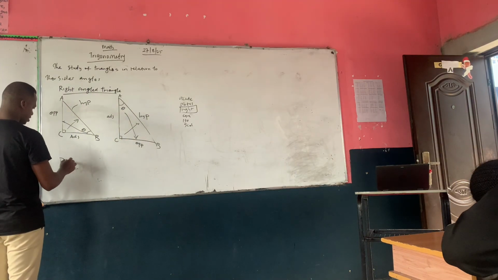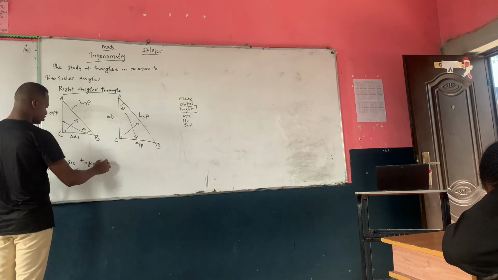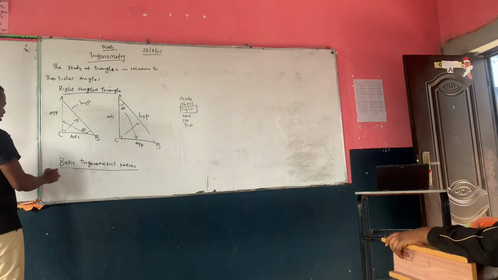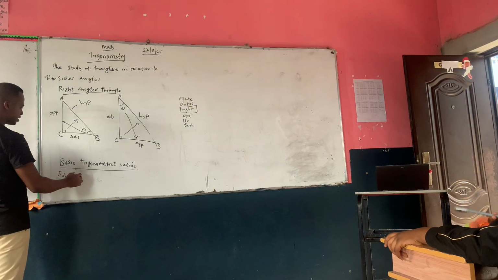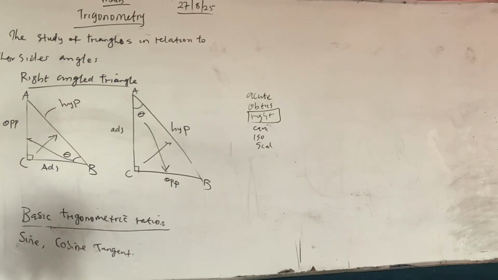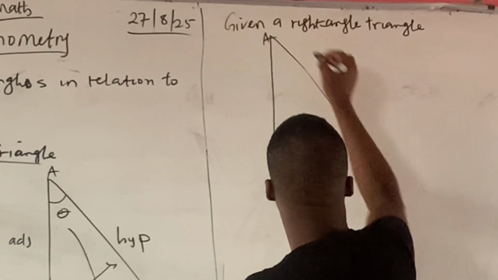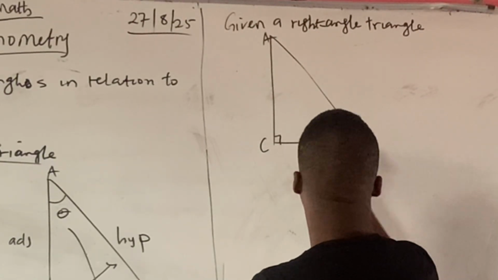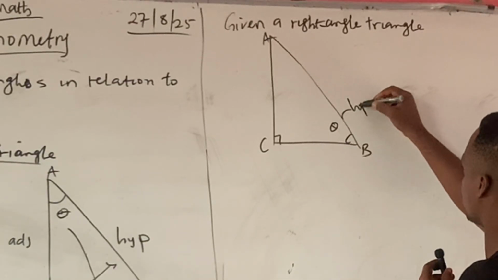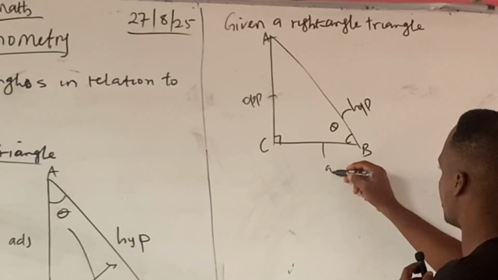Basic trigonometric ratios. The basic trigonometric ratios are the sine, the cosine, and the tangent. And we're going to define them shortly. So let's give this case. Here is A, here is B, here is C. Let our angle be here. From what we've done so far, here is our hypotenuse, here is our opposite, and here is our adjacent.